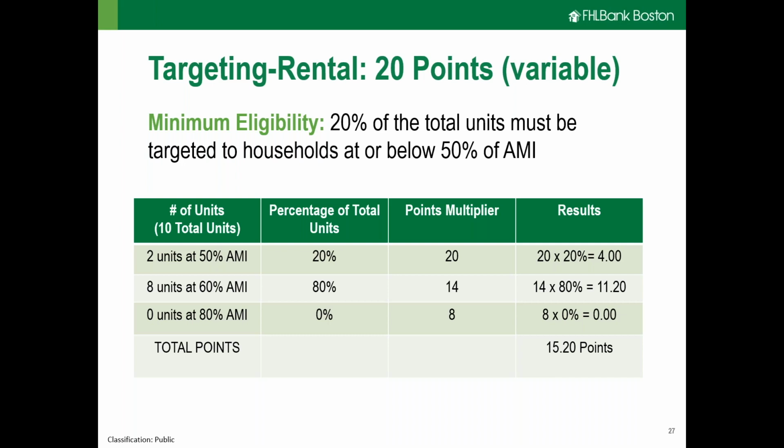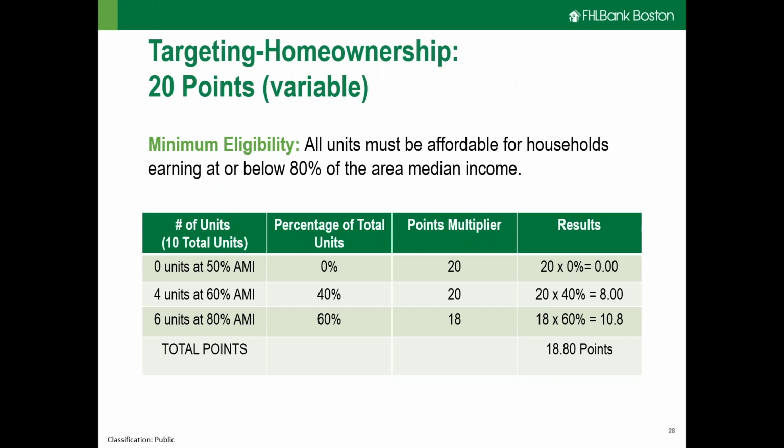So for homeownership, the points are only awarded for units targeted to homeowners below 80%. Again, percentage of units times the multiplier is your points. There is no difference on the 50 and 60% AMI for homeowners or home buyers, excuse me. They both use a multiplier of 20. And at or below 80, that multiplier jumps to 18.